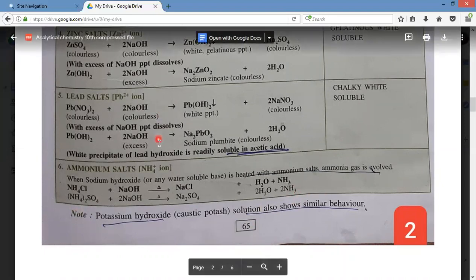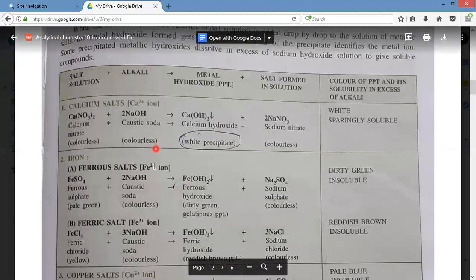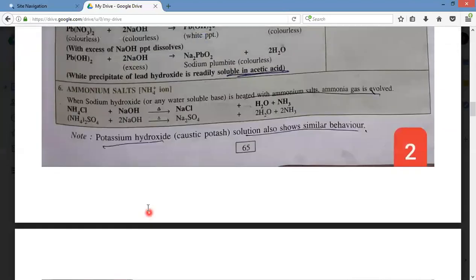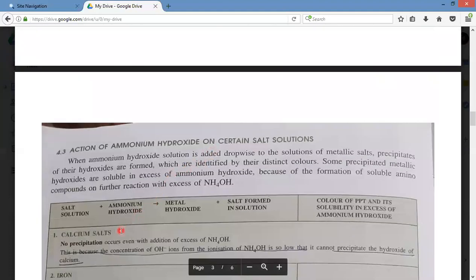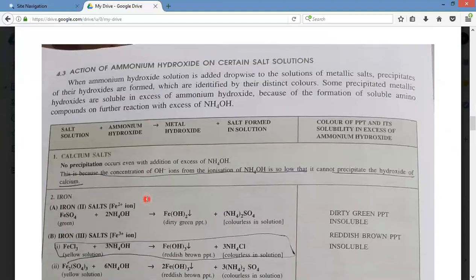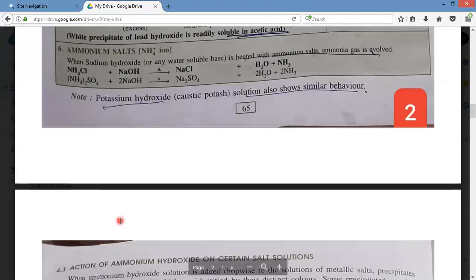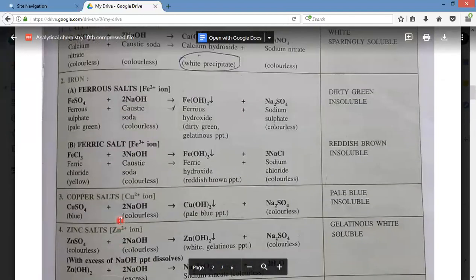Potassium hydroxide. We have done the whole table with sodium hydroxide, and the same results will come with potassium hydroxide, known as caustic potash. Next table is based on ammonium hydroxide. The first table was based on sodium hydroxide. All the salts are again being treated with ammonium hydroxide. As you know, ammonium hydroxide is a weak alkali. Sodium hydroxide is a strong alkali.